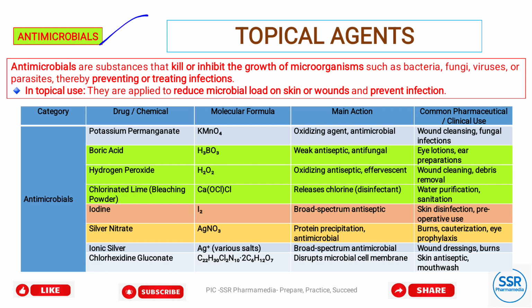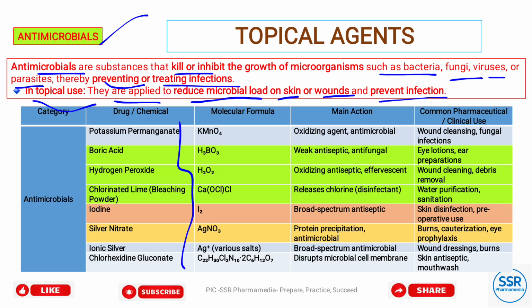So next is antimicrobials. Antimicrobials are substances that kill or inhibit the growth of microorganisms such as bacteria, fungi, viruses, parasites, thereby preventing or treating infections. In topical use, they are applied to reduce microbial load on skin or wounds and prevent infections. So these are all the example compounds of the antimicrobials and their molecular formulas.